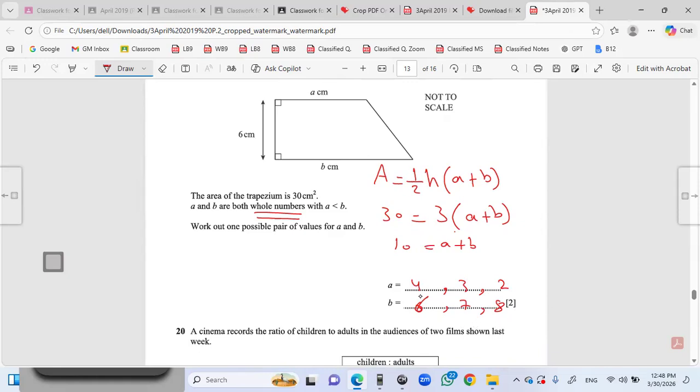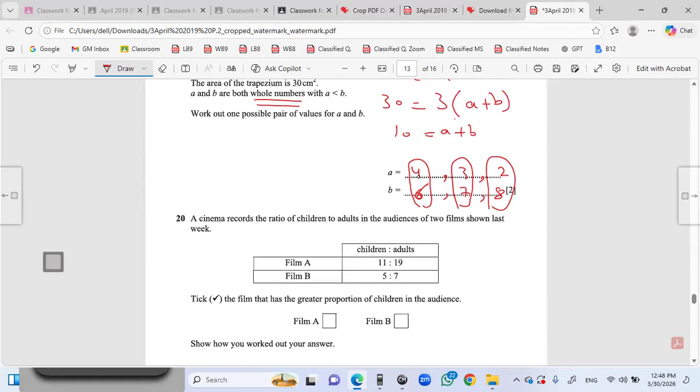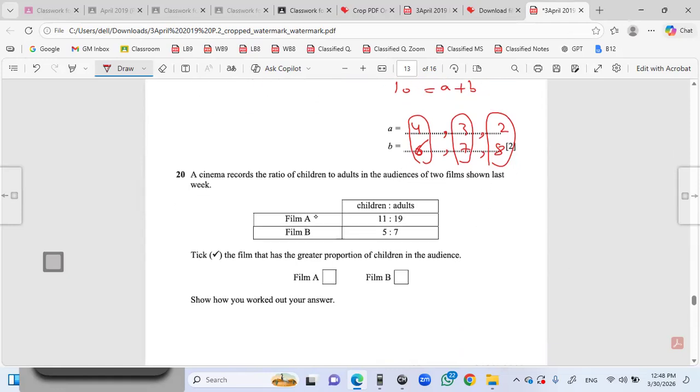But make sure that they both add up to 10, and make sure that A is smaller than B. So don't do the opposite. Don't tell me A is 6 and B is 4. Wrong. A is smaller than B. So A is the 4 and B is the 6.